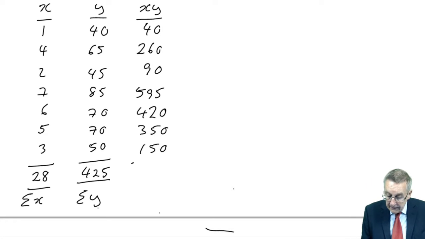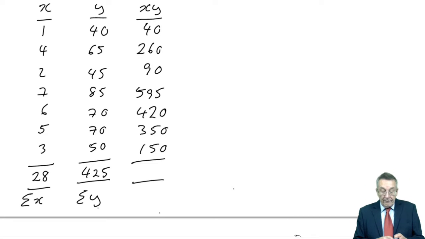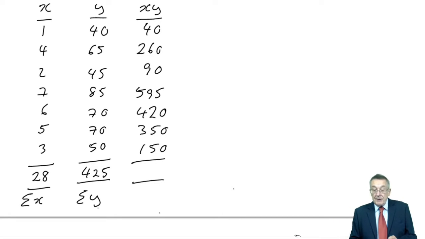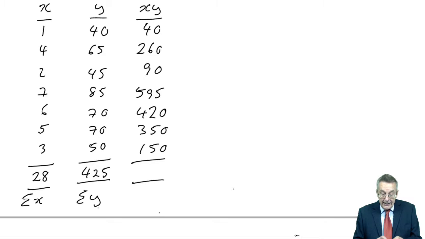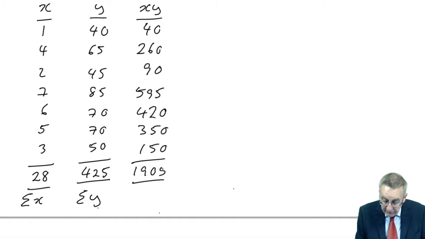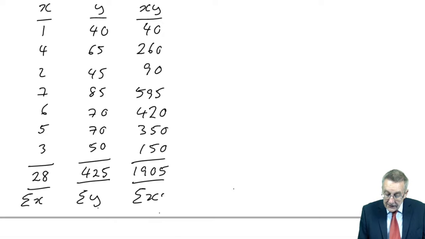Sigma xy. Add them up. It's time consuming, but it's just calculator work. 40, 260, 90, 595, 420, 350, 150. I get a total of 1905. So that's sigma xy.